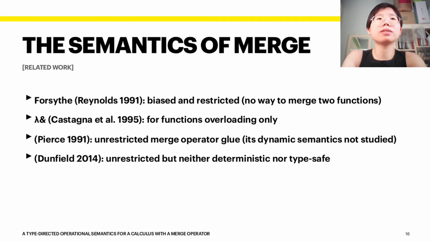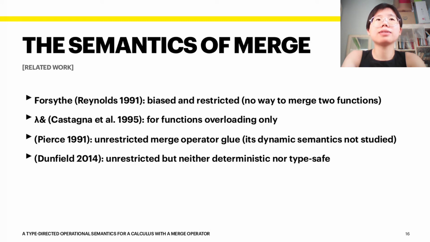Despite over 30 years of research, the semantics of the merge operator has proved to be quite elusive. In Reynolds' Forsythe language, a merge is permitted only when the second term is a lambda abstraction or a record, which makes it impossible to merge functions. What's more, its approach is unable to reduce merges when multiple primitive types are required.